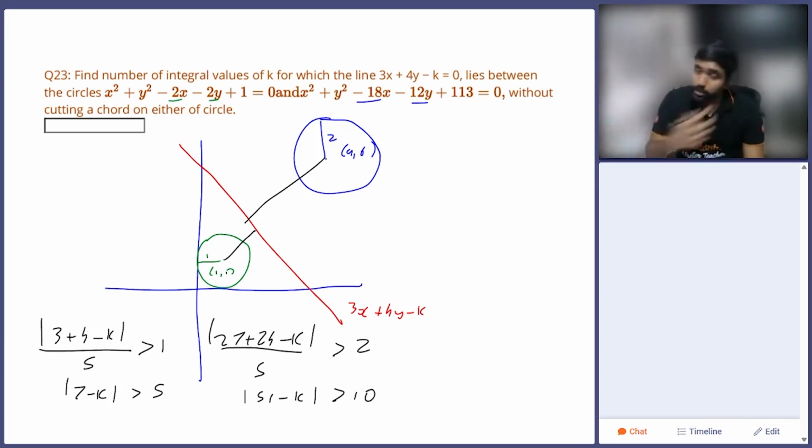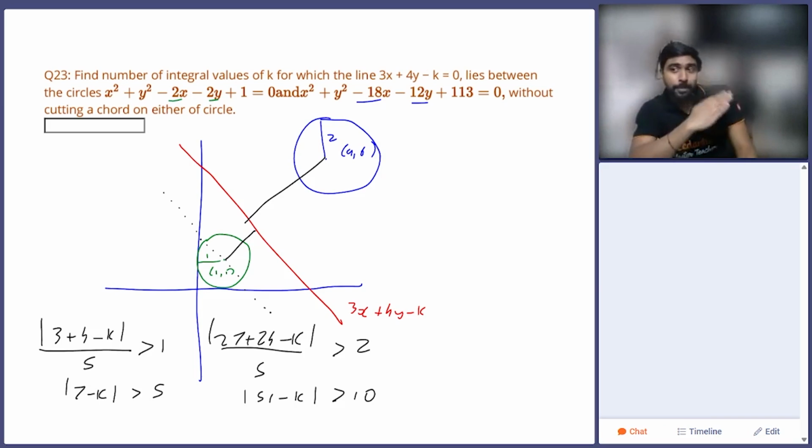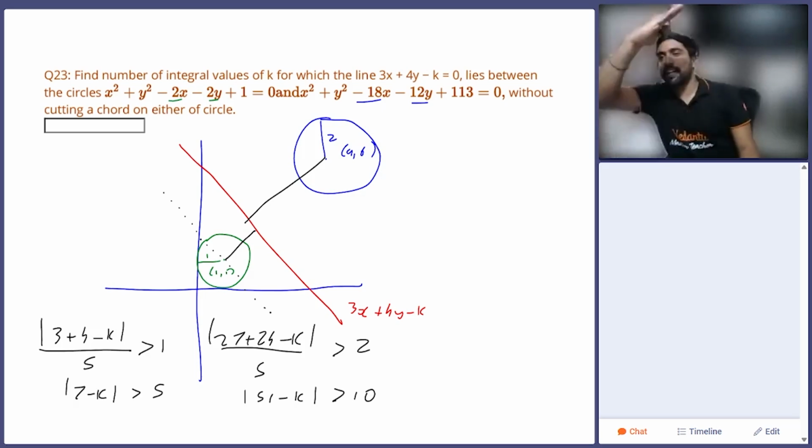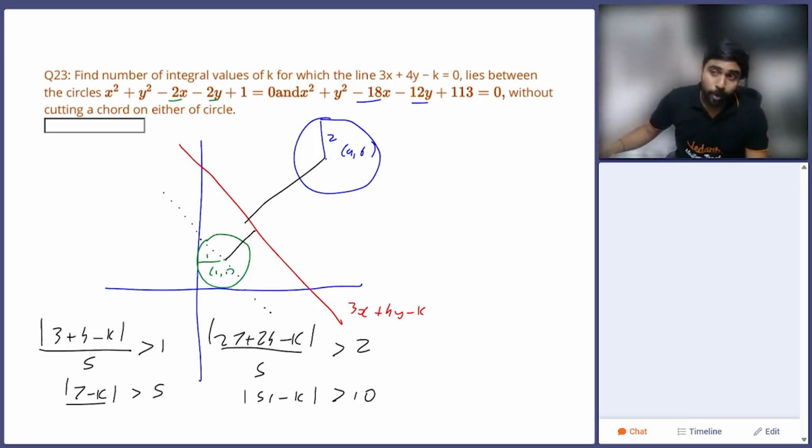Now look at one thing. At k equals 7, I have the line passing through (1, 1). It cannot go below. Even going below, the distance can be more, but I don't want it below. I need to ensure that it is present above. That means my value of k has to be greater than 7 so that the line is up, which means |7 minus k| opens directly as k minus 7, meaning k is greater than 12.